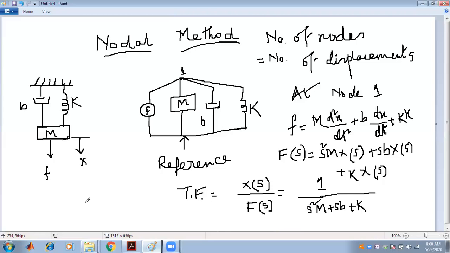Nodal method analysis is applied on a particular mechanical system, and from the corresponding nodal analysis of that system we approach the transfer function. So the number of nodes equals the number of displacements. Today we have learned about the mathematical modeling of a physical, mechanical system, the spring mass dashpot system, and we also found the transfer function of the system using the nodal method. So the number of nodes equals the number of displacements, and we find the transfer function from that nodal method. Thank you.